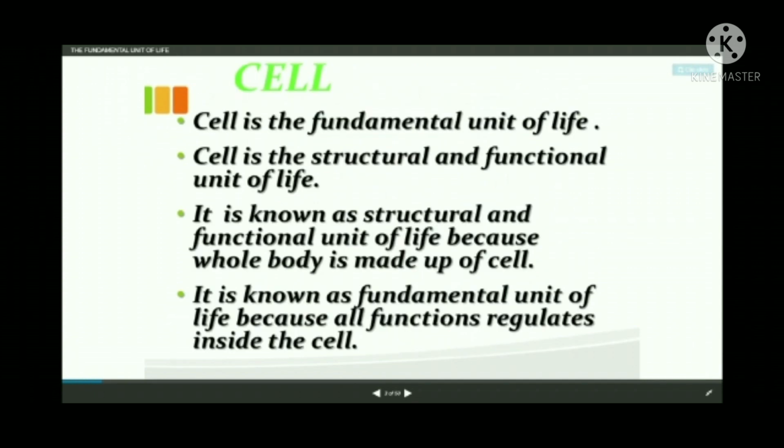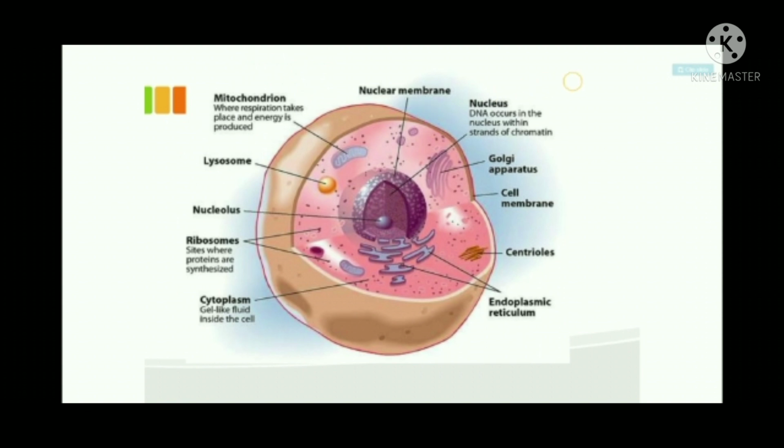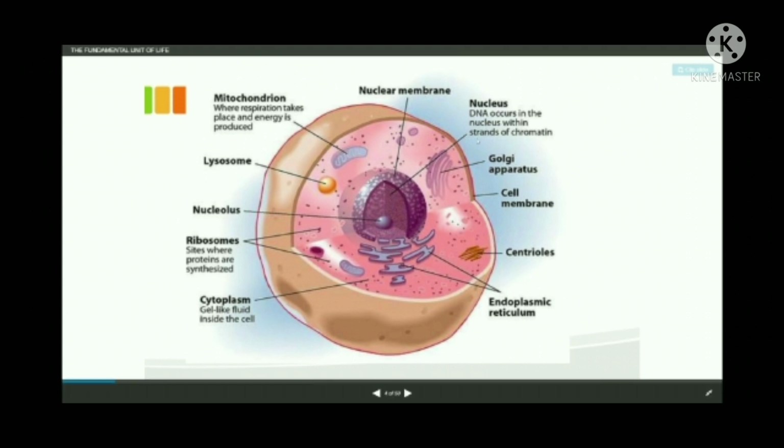What is a cell? Cell is the fundamental unit of life. It is known as the structural and functional unit of life because the whole body is made up of cells and all functions are regulated inside the cell. You can see the cell parts. First, nuclear membrane. Next, nucleus, Golgi apparatus, cell membrane, centrioles, endoplasmic reticulum, cytoplasm, ribosomes, nucleolus, lysosome, and mitochondria. These are the parts of a cell.